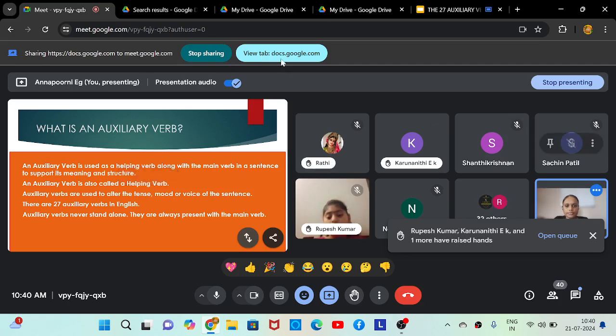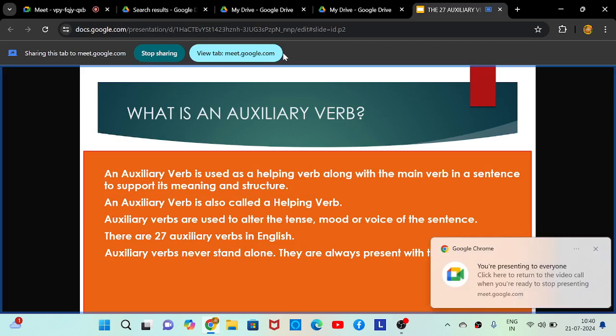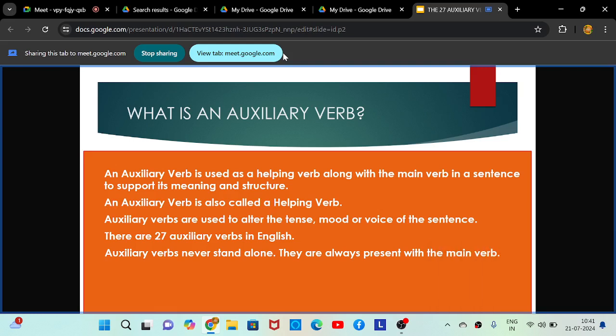An auxiliary verb is used as a helping verb along with the main verb in a sentence to support its meaning and structure. An auxiliary verb is also called a helping verb. Auxiliary verbs are used to alter the tense, mood, or voice of the sentence. There are 27 auxiliary verbs in English. Auxiliary verbs never stand alone. They are always present with the main verb. Very good.